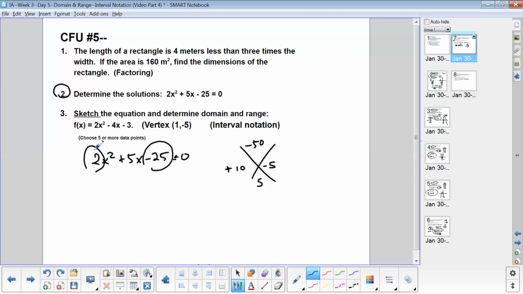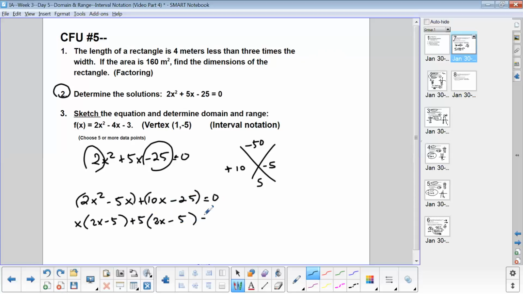So since a is not 1, I'm going to rewrite the first term. And I'm going to write minus 5x, and then positive 10x minus 25 equals 0. Got my 4 terms. I'm going to group. Only thing in common here is x, so that'll be 2x minus 5. 10x and 25, GCF would be 5, so 10x divided by 5 would be 2x. 25 divided by 5 would be 5. So I actually have x plus 5 equals 0, and 2x minus 5 equals 0.